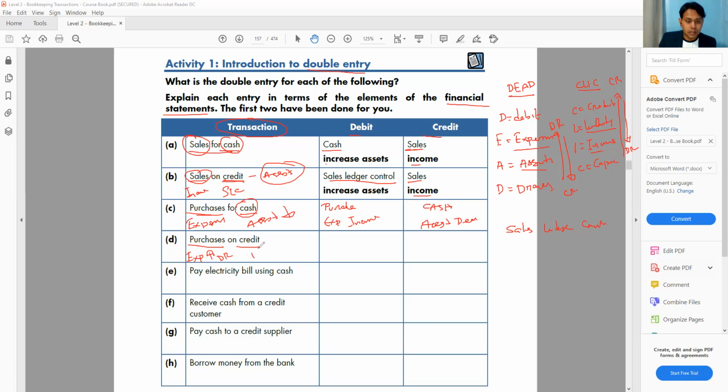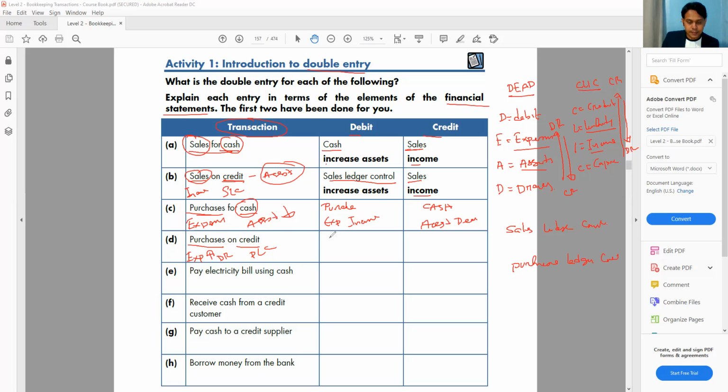For the liability to the supplier, we have a name for them. If I tell my supplier I'll pay you later, I call them purchase ledger control. It's the opposite of sales ledger control. Purchase ledger control. So when I tell my supplier I'll pay you later, I'm creating the liability and we call them purchase ledger control.